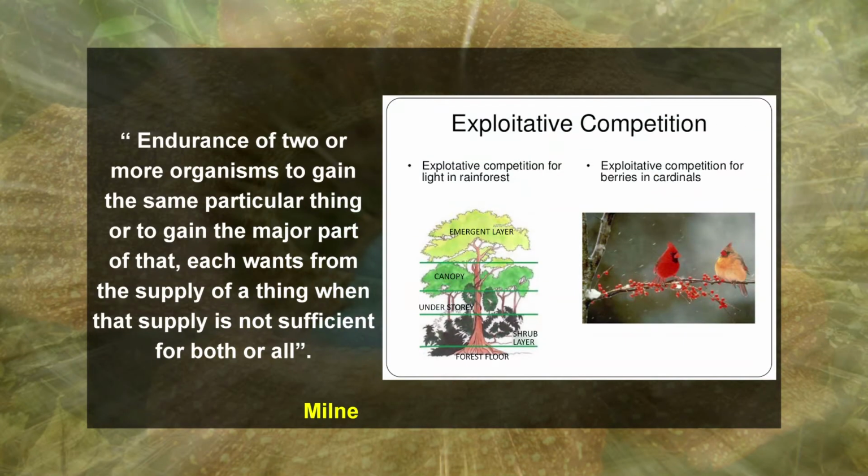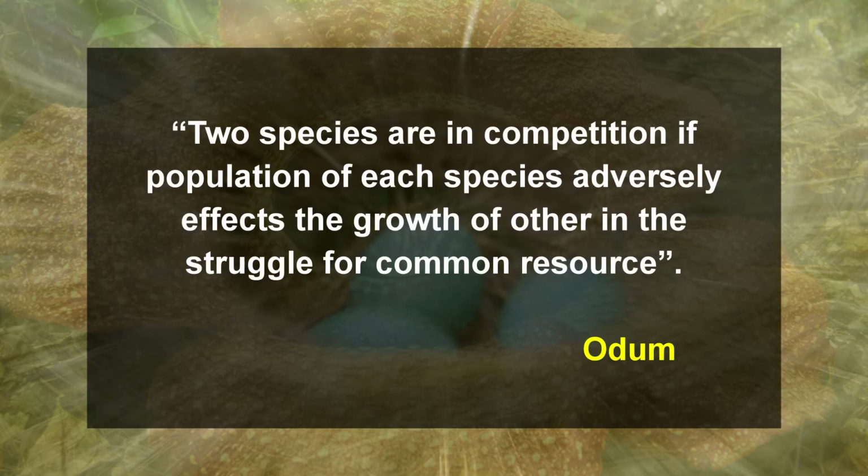According to Mill, competition is the endurance of 2 or more organisms to gain the same particular thing or to gain the major part of that. Each wants from the supply of a thing when that supply is not sufficient for both or all. While Odum defined competition as: 2 species are in competition if the population of each species adversely affects the growth of the other in the struggle for a common resource.